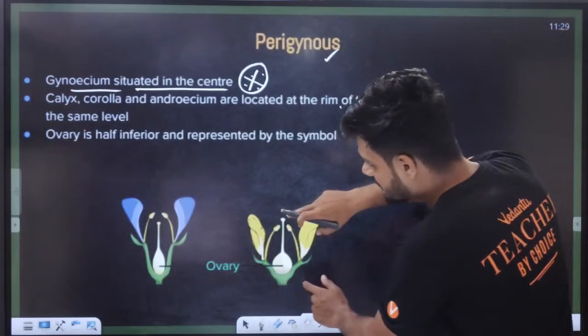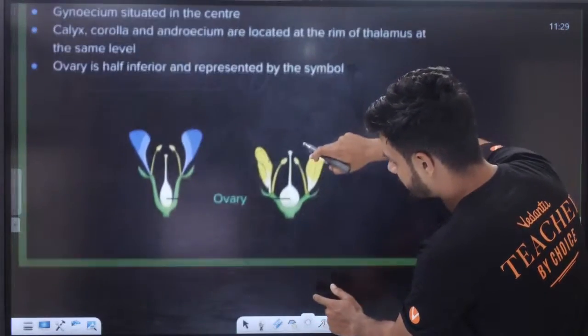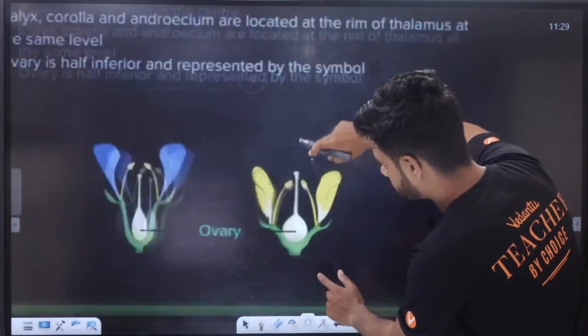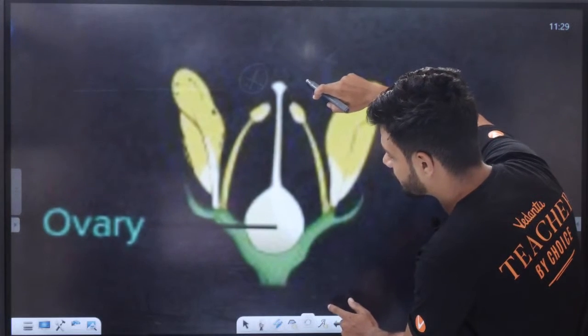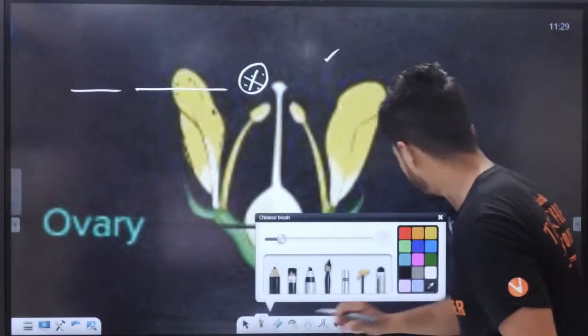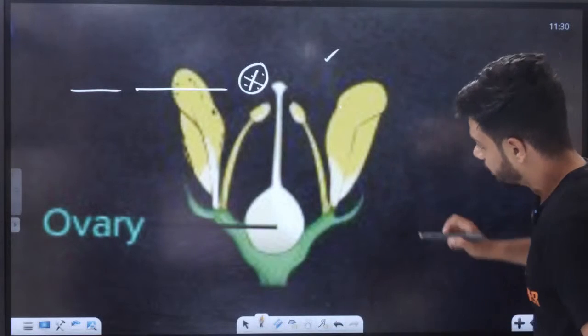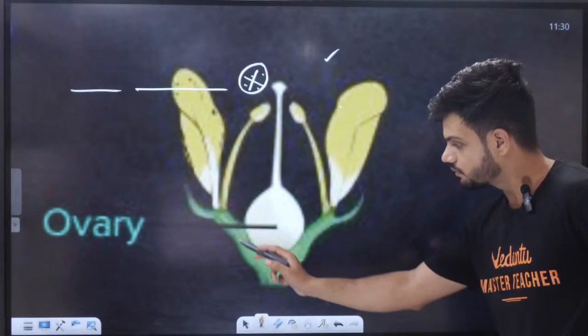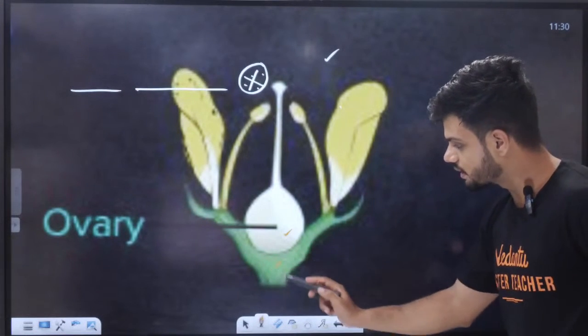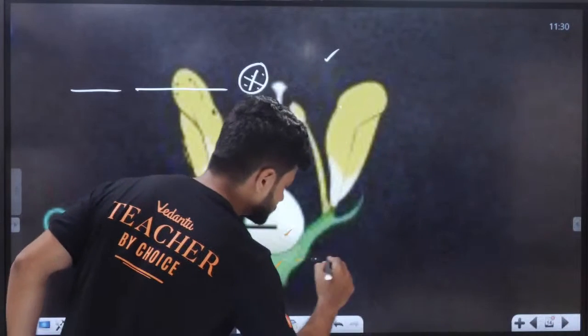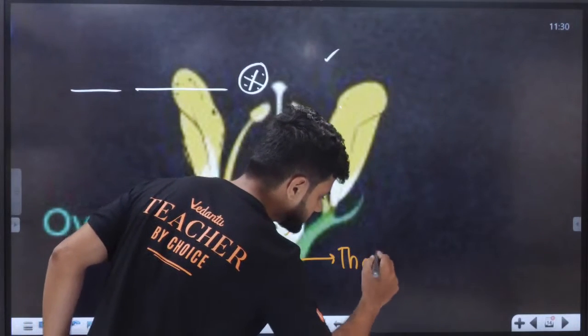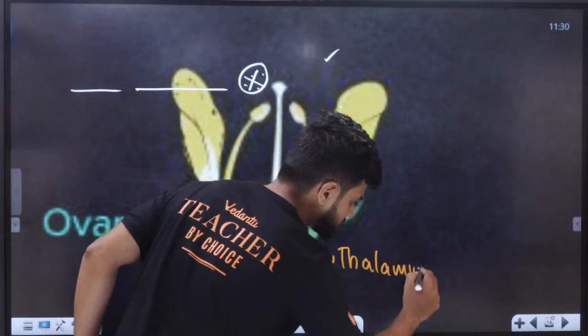Now, what is the meaning of rim of thalamus? Understand. I'll enlarge the diagram for you. I hope the diagram is visible, students. Very important, very critical. Don't miss any of it. This is your thalamus. See, this is your ovary. This entire thing is called the thalamus. Yes or no?